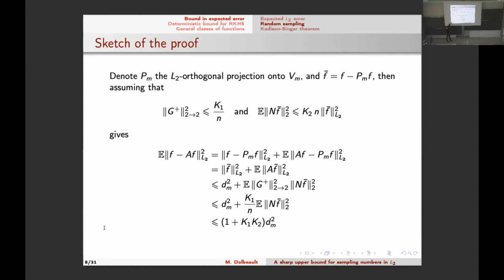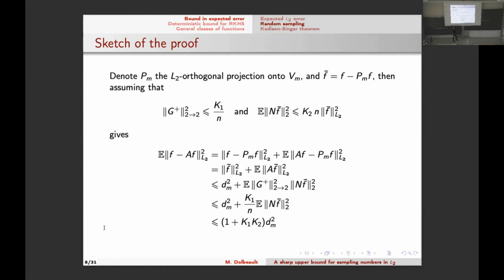So the residual is f bar. I take f and I remove its projection onto Vm, which is the optimal approximation. So when I look at the remainder, it has to be controlled in one norm by the other norm. And then the proof goes as follows. I just apply Pythagoras to separate the part that is already almost optimal and the error I'm making by using least squares instead of the optimal projection.